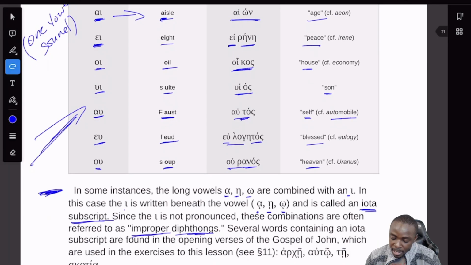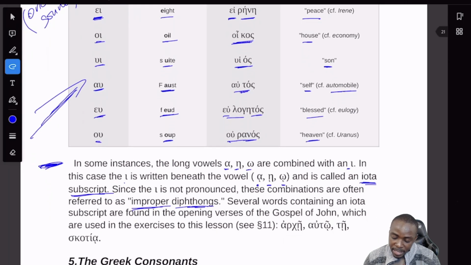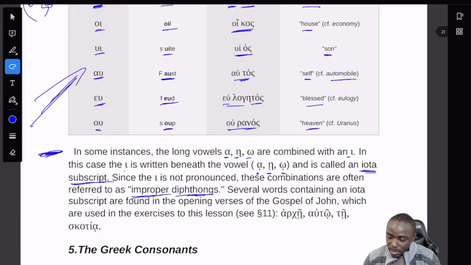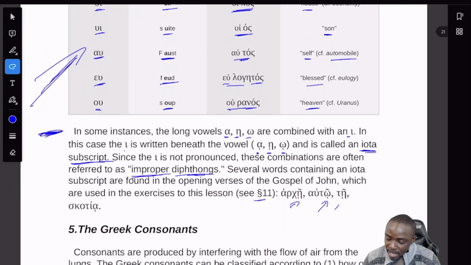Several words containing an iota subscript are found in the opening verses of John, which are used in the exercises to this lesson. So this is going to be section 11. So you have the first word, there is the iota right there. Then you have the next, there is the iota right there. Then you have the next, there's the iota right there. And then you have the last, there is the iota right there.